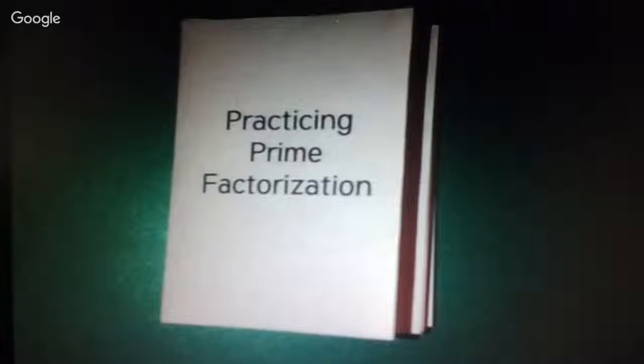We're on a roll. And what page is this factorization thing on? Page 107. I thought so. Yes.